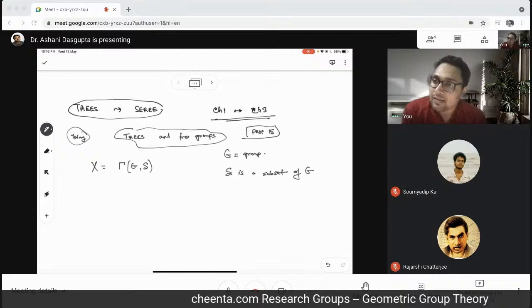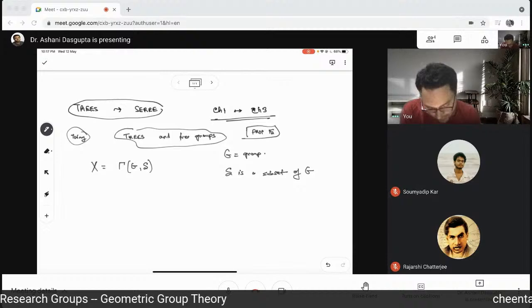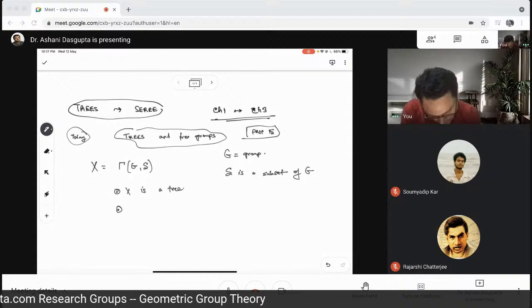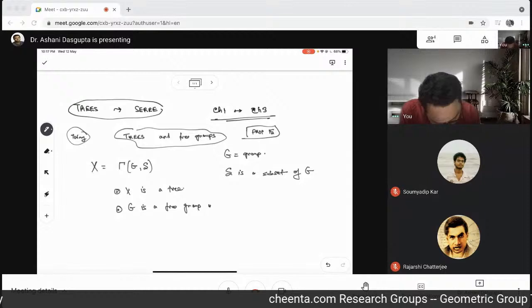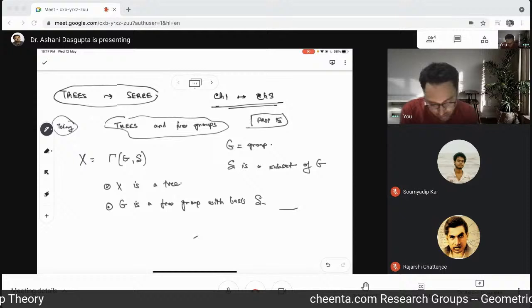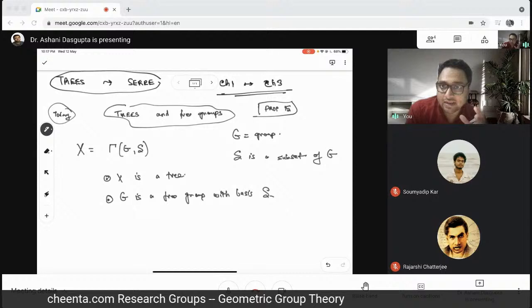And it is said that the following conditions are equivalent. So, what are the two conditions? The first condition is X is a tree. And the second condition is G is a free group with basis S. Free group with basis S. So these are the two most important equivalences that we get out of this particular proposition 15. We want to understand what the proof is, of course.